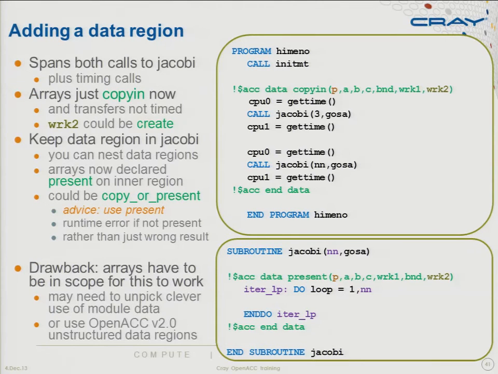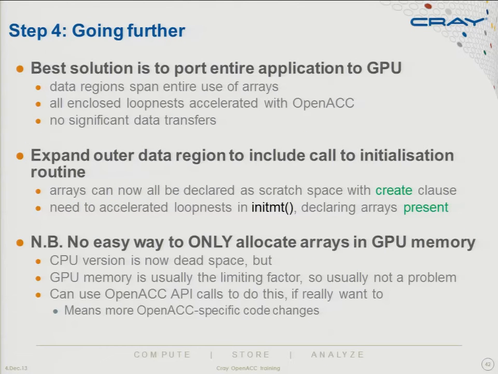So what do we do? We could go further than this. I mean, we can do this, and that's fine. But we've still got this initialization routine. What would be even nicer is just port the whole application. Let's just run the whole thing on the GPU. So why don't we expand this data region further and take it so it's outside and it embraces the call to the initialization routine. Then we're going to initialize the data, all of the arrays on the GPU. So we just declare them as create, and there's no data movement at all between CPU and GPU.